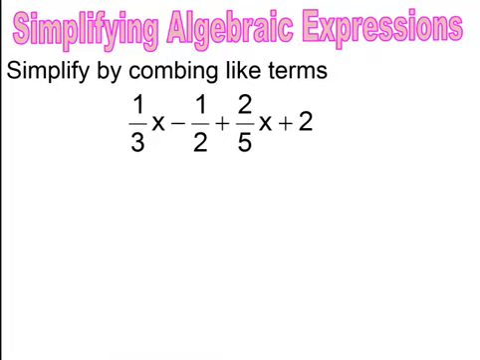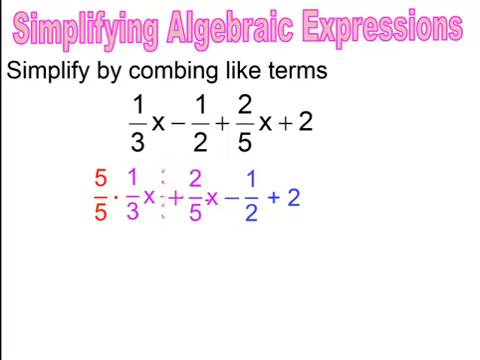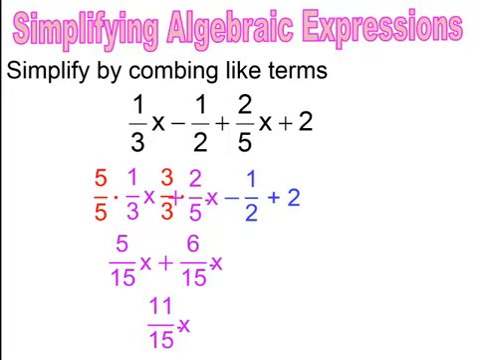Pause and try. So I'm going to rearrange this so that the like terms are together. 1/3 x plus 2/5 x. And then you have that minus 1/2 plus 2. I'm going to get a common denominator for my fractions here. And I end up with 5/15 x plus 6/15 x. And I get 11/15 x.